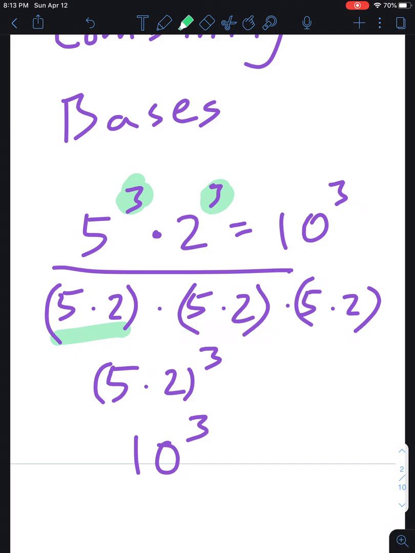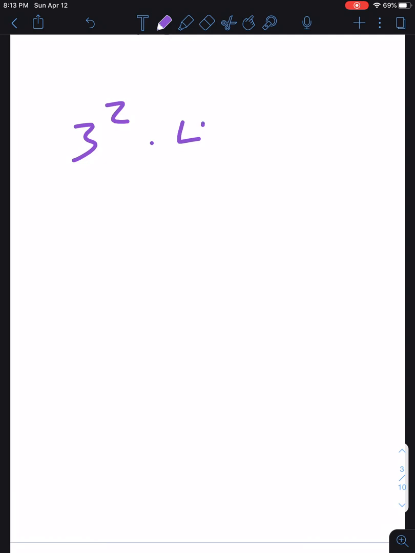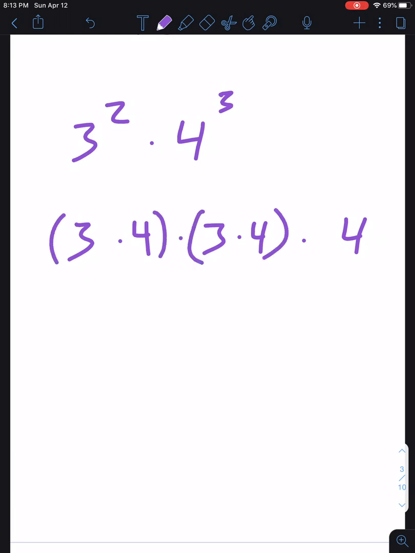Okay? But let's do an example where those exponents are different. Let's take a look at what that looks like. So let's say we have 3 squared times 4 to the third power, all right? So here we'll have 2 3s and we've got to have 3 4s. Okay, so here we can have these 2 groups, but this 4 is left out. You know, 4 doesn't like to be left out.